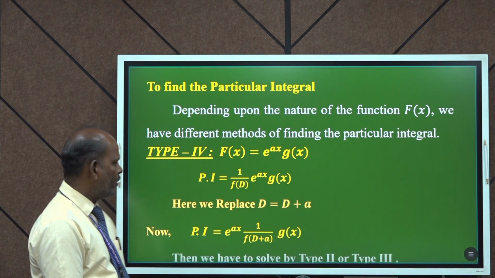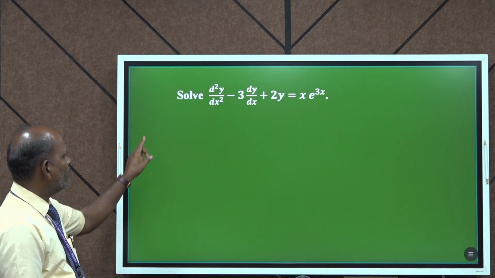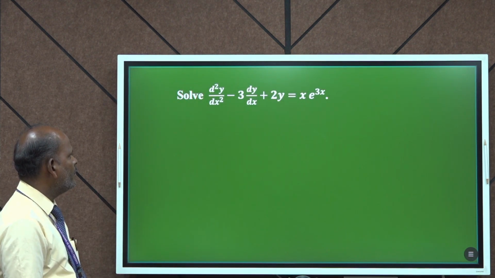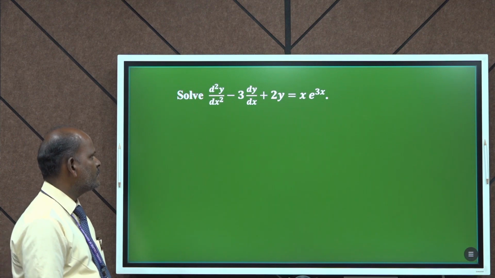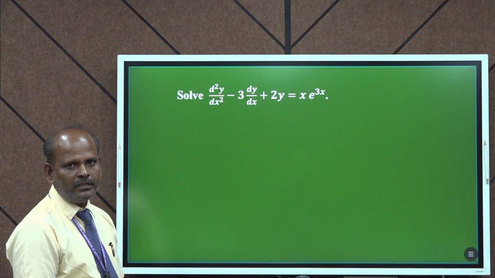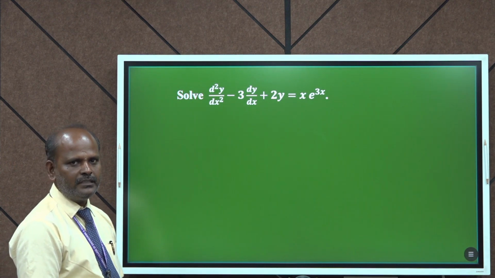That's all. Now, we are going to do one problem. Solve d square y by dx square minus 3 dy by dx plus 2y is equal to x into e power 3x.